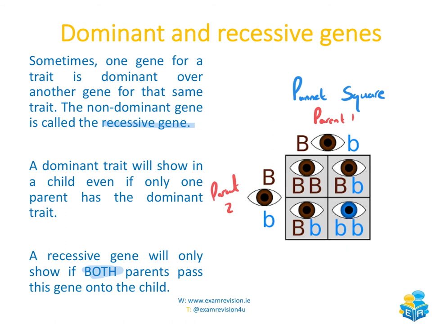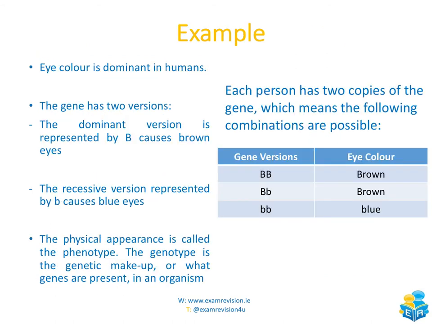The only way that that's going to happen is because both of the alleles are recessive, and we need both of those to exist, or both of those to occur, for the recessive trait to show. And that's exactly what's happening down here in this box of the Punnett square.